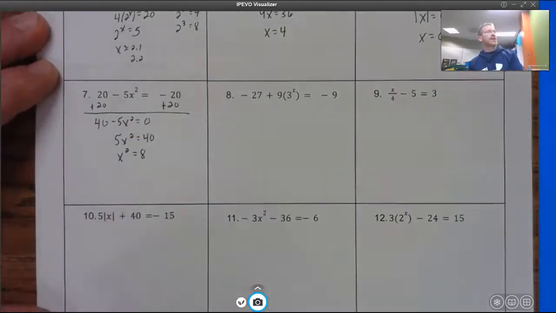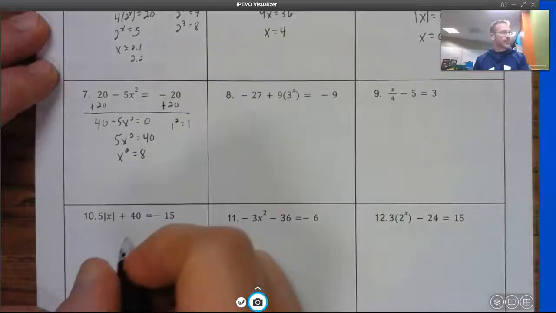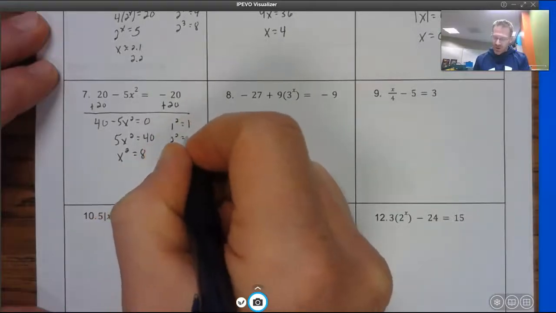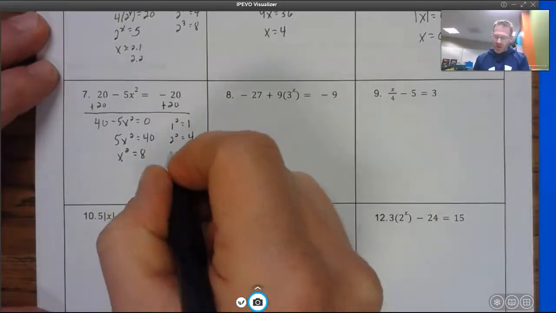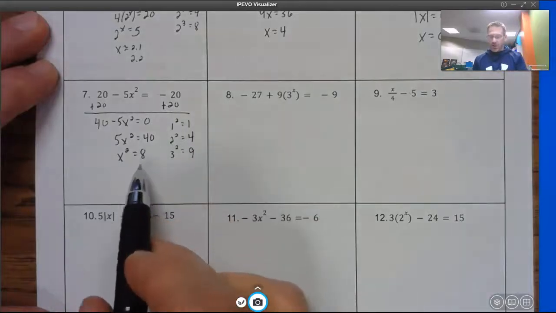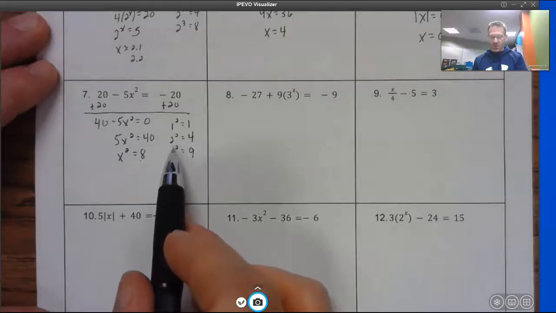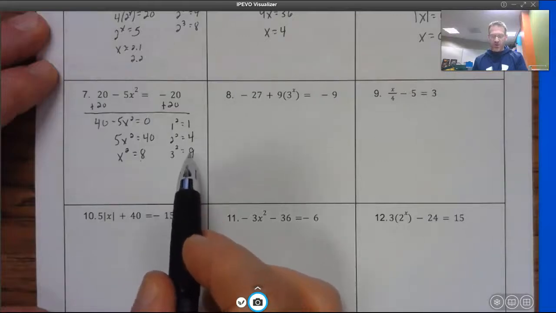Now, here's what I was talking about with that approximation, right? So if I think about this, 1 squared is 1. 2 squared is 4. 3 squared, though, is 9. And I need to get to 8. So notice this isn't an exact answer. Once again, I have to approximate. But my answer is between 2 and 3 because 2 squared is 4, 3 squared is 9.